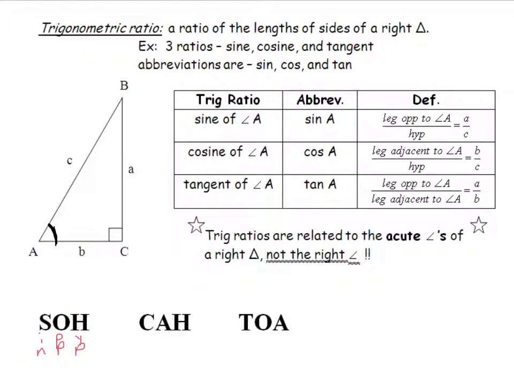That's our SOH. For cosine, cosine uses the leg adjacent over my hypotenuse. So for cosine, I'm using the adjacent leg divided by my hypotenuse. And the last one, for tangent, we are using the leg opposite over the adjacent leg. So for tangent, you're using opposite divided by adjacent. This is just a nice little way for us to remember which legs to use, or which sides of the triangle to use, with each of our trig functions.